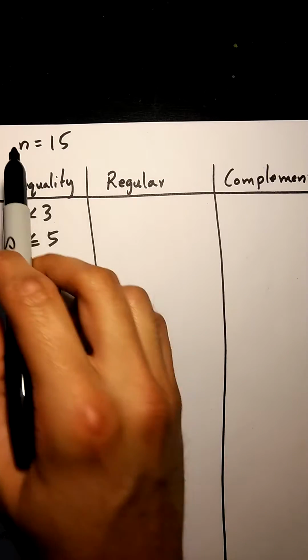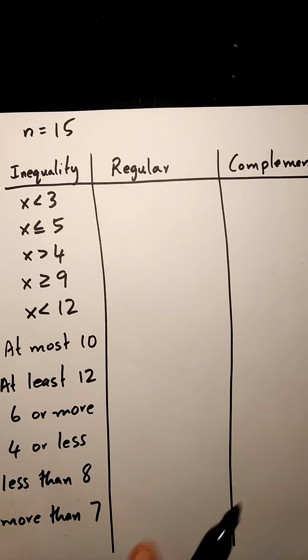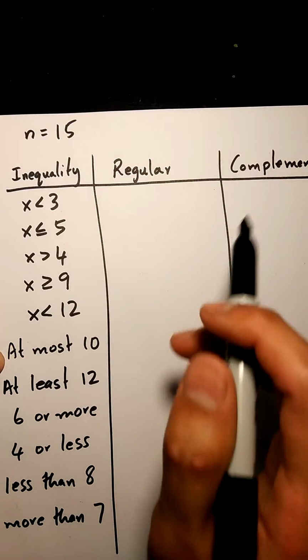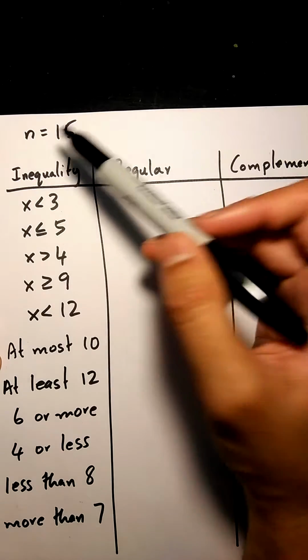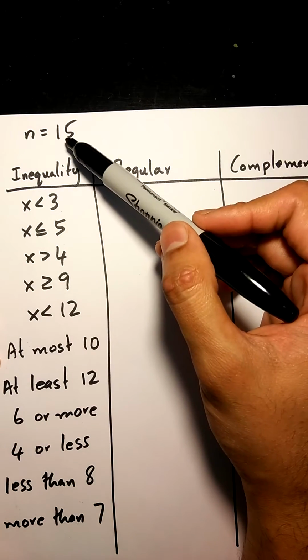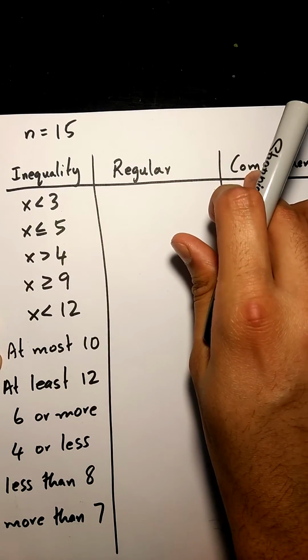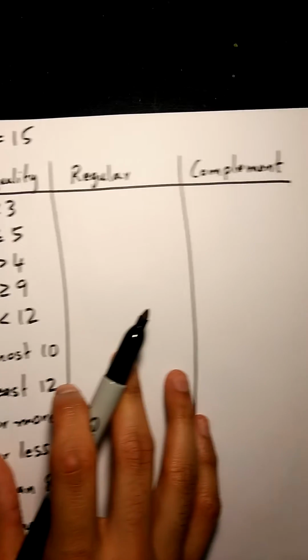Okay, so in this example, we have n of 15, then we have some inequalities over here, and then we're going to decide whether or not we want to use our complement rule. So the most important thing to remember is that we have a total of 16 x values over here. The first one starts at 0, the last one ends at 15. So total of 16 values. Whenever we add a regular and our complement, we will always get 16 calculations total.